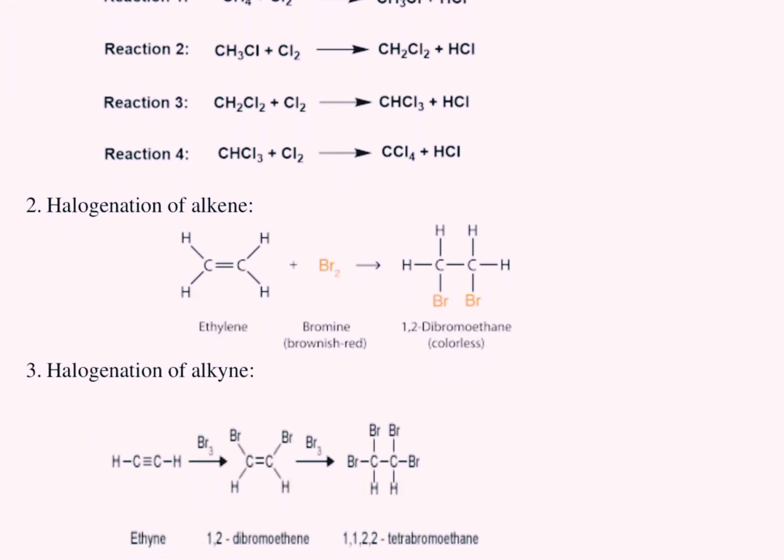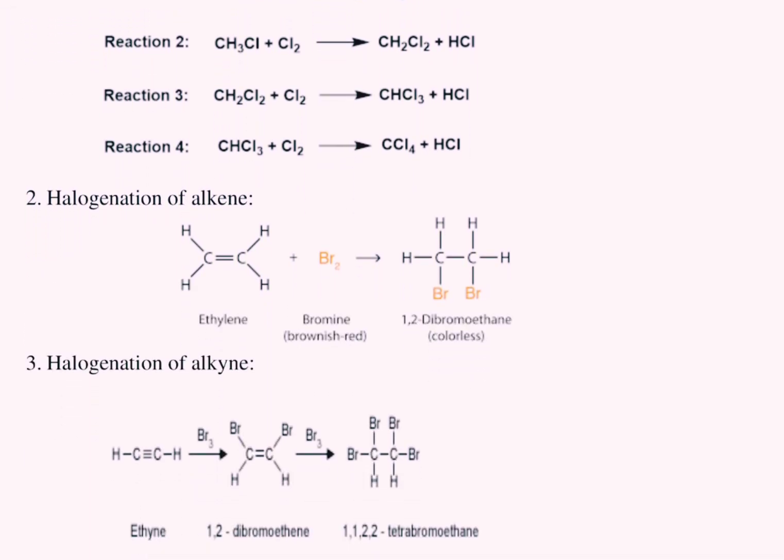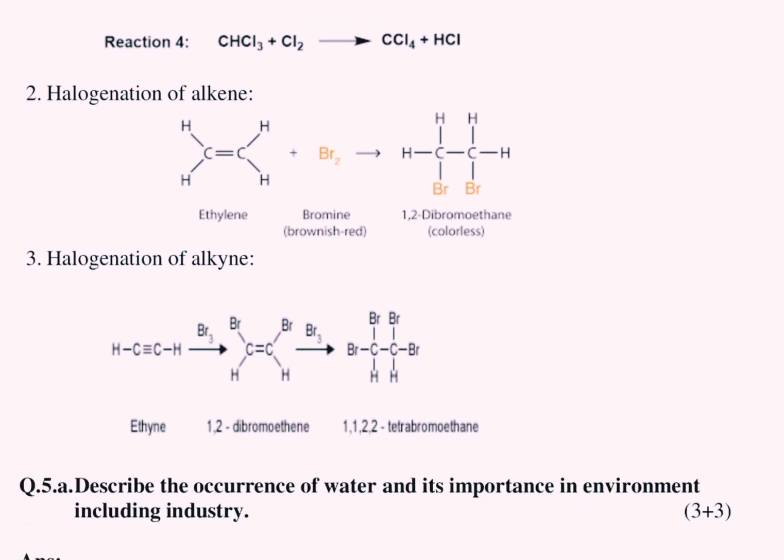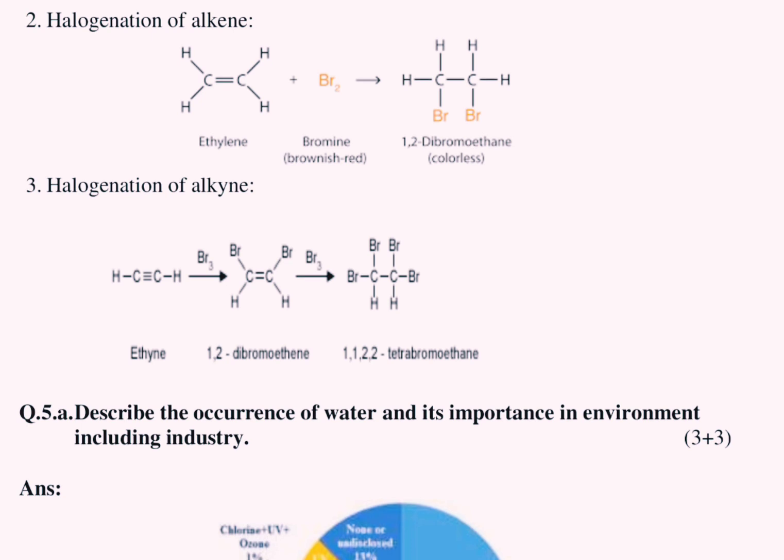And then halogenation of alkene: pick any of the alkenes, do the halogenation, the halogen will be added across the double bond and an addition reaction will happen. And then we have alkyne halogenation: add two bromine molecules. One pi bond will be finished when one bromine is added across the triple bond, and the second pi bond will be finished when the second bromine is attached to it.